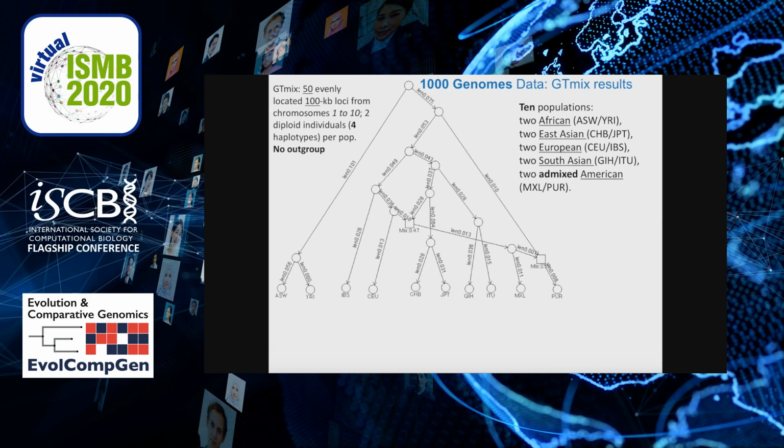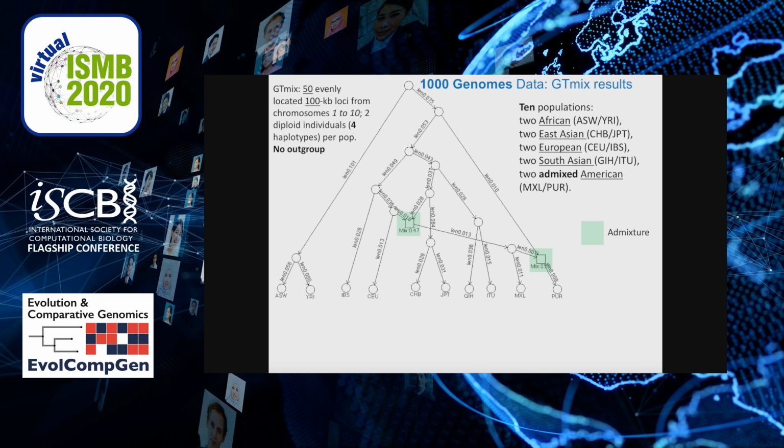We now demonstrate how GTMX works on real data. This is the 1000 Genomes data, from which I pick 10 populations: 2 African, 2 East Asian, 2 European, 2 South Asian, and 2 admixed Americans, Mexican and Puerto Rican. I run GTMX with haplotypes from 50 evenly distributed loci from the first 10 chromosomes. I use 2 diploid individuals, that is 4 haplotypes per population. I don't use an outgroup.